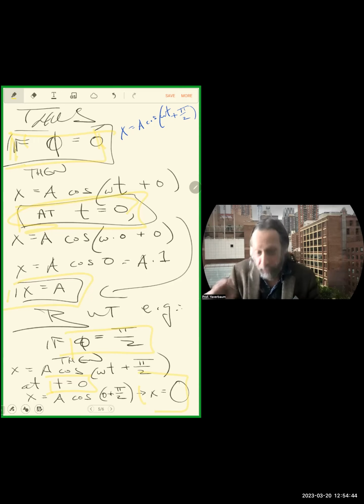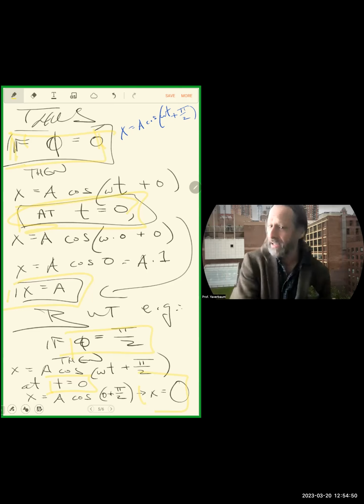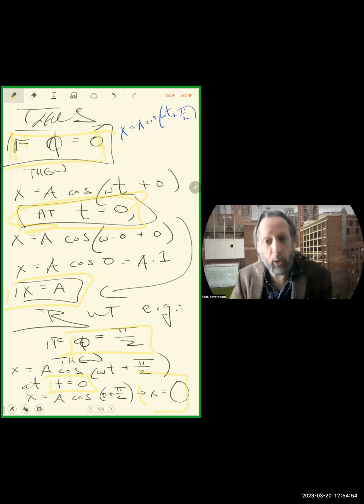Okay, so first thing is I'm saying phi is a measurement of where the oscillator is at t equals zero, but relative to amplitude, not so much relative to equilibrium, if that makes sense, even though equilibrium is called x equals zero. Okay.